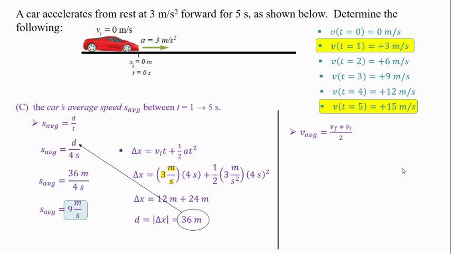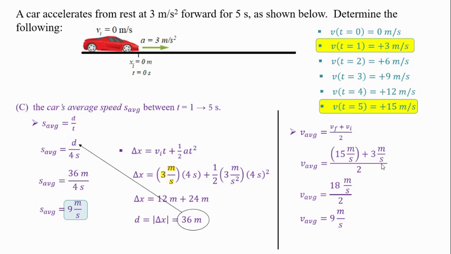Here at 1 second, it's already moving at a rate of 3 meters per second. At 5 seconds, it's moving at a rate of 15 meters per second. So my VF is 15, my VI is 3. Okay, so you notice here in this part, I'm not crossing out VI because I'm not starting at 0 second, I'm starting at 1 second. So therefore 15 plus 3 is 18, 18 divided by 2 is 9, and that's your answer.